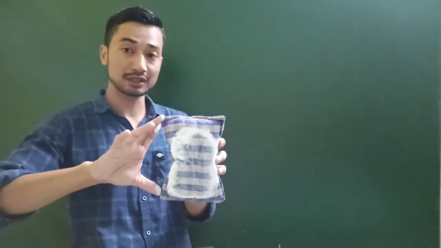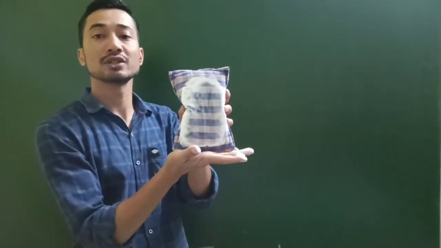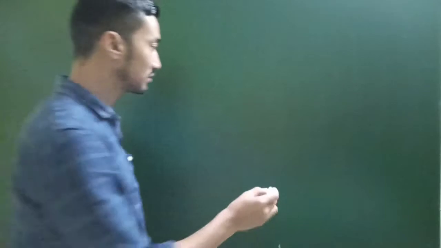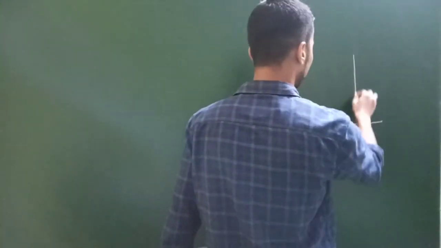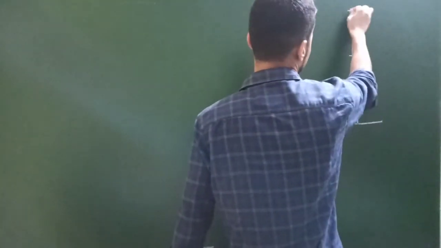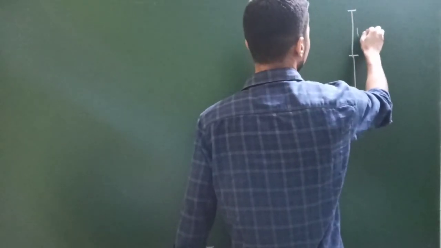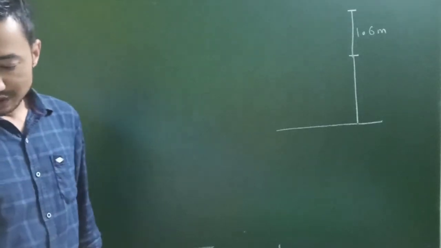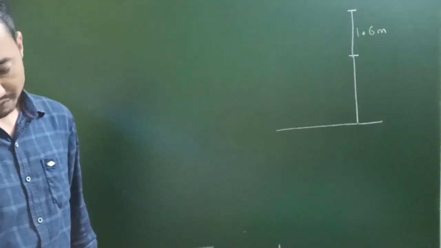So that means even the pedestal will be of some height with respect to the ground. So a statue is on top of a pedestal. If we assume this to be the pedestal here, let's say the stand where the statue stands, the statue is given to be 1.6 meters tall. A statue 1.6 meters stands on the top of a pedestal.